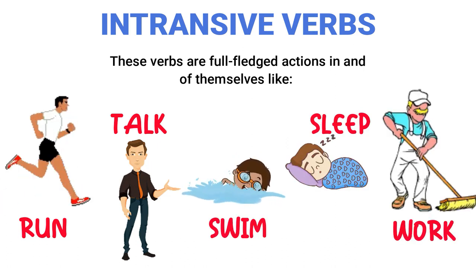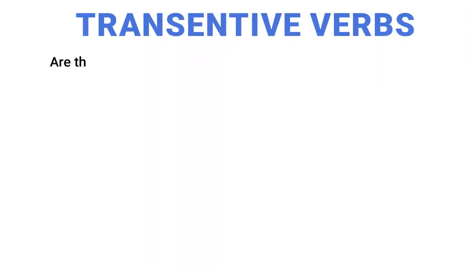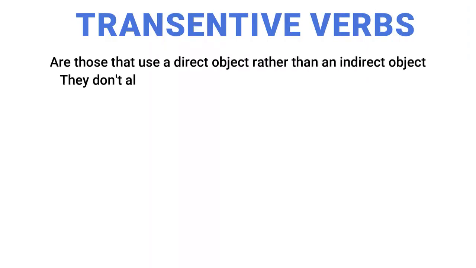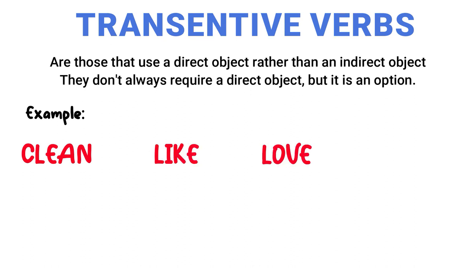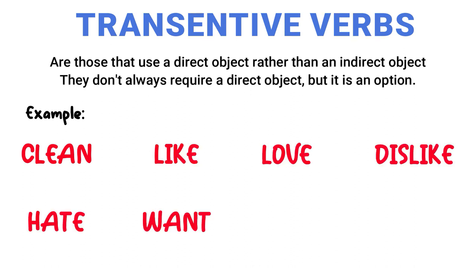On the other hand, transitive verbs are those that use a direct object rather than an indirect object. They don't always require a direct object, but it is an option. Example: clean, like, love, dislike, hate, want, learn, and say.